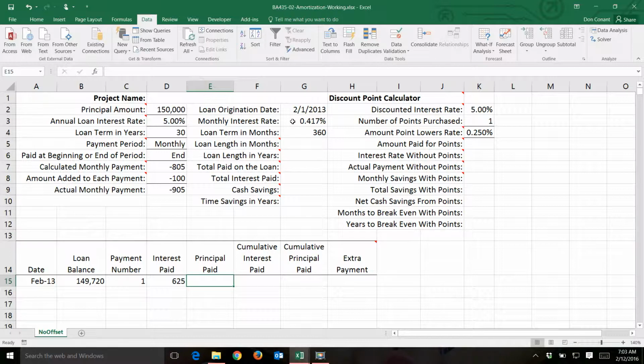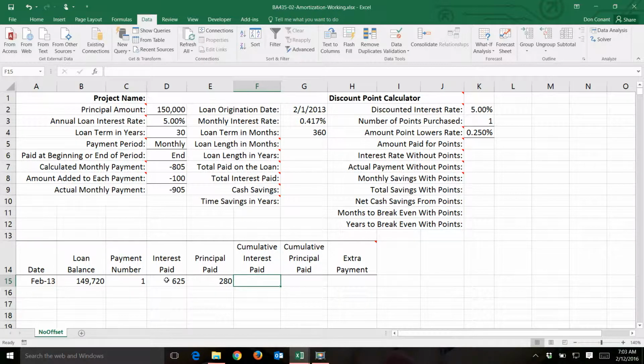The principal payment then, fairly easy to calculate. We'll just kind of back into it. We're going to take the absolute value of our payment amount, so we'll make that positive, and then we'll reduce that by the amount of interest. That means that the remainder of the payment was principal.